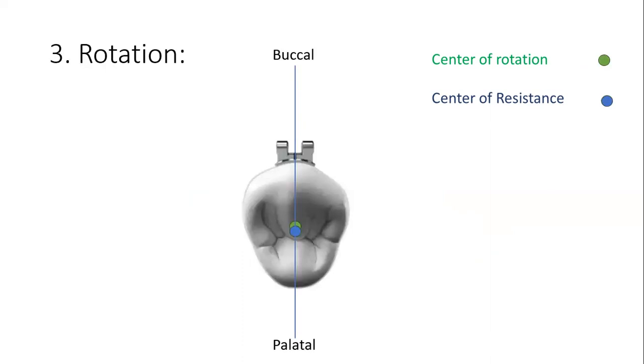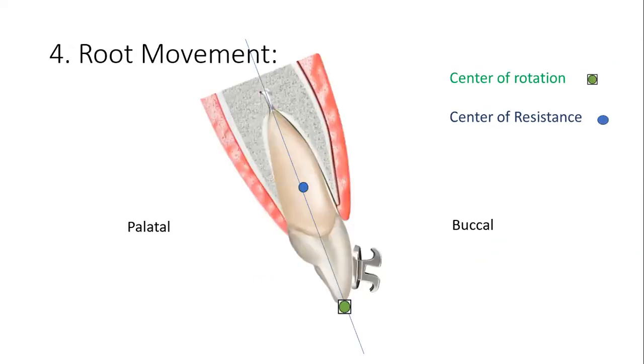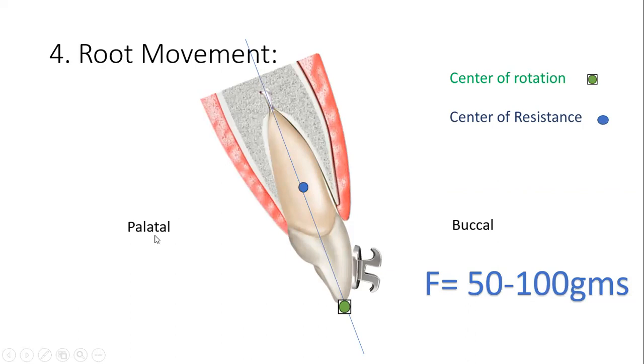Now moving towards rotation, which happens around the long axis of the tooth. It is similar to the tipping tooth movement. The force required for this type of tooth movement is the same, 35 to 60 grams. Let's move towards the root movement. In root movement, as you can see, the center of rotation is moved towards the incisal area to achieve pure root movement or torque. The force required for this movement is also a bit greater than the tipping movement, as more pressure is concentrated around the area of the apex, which is around 50 to 100 grams.